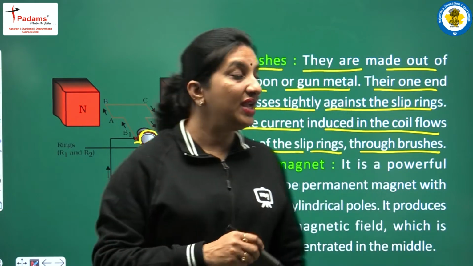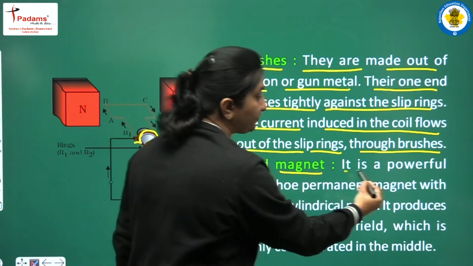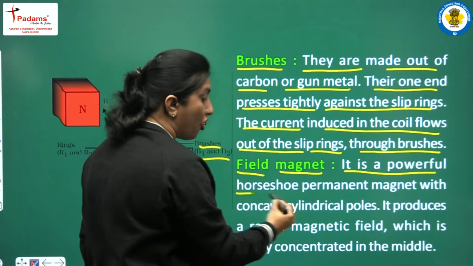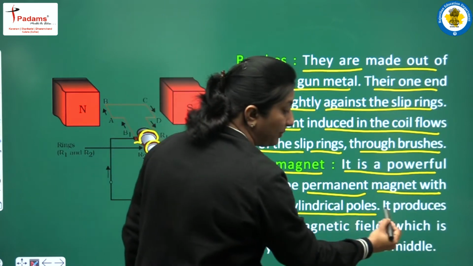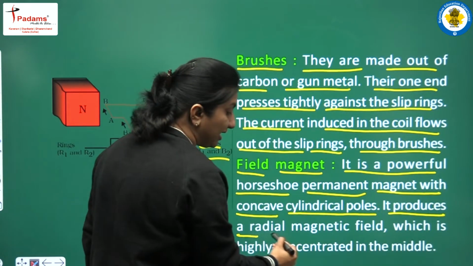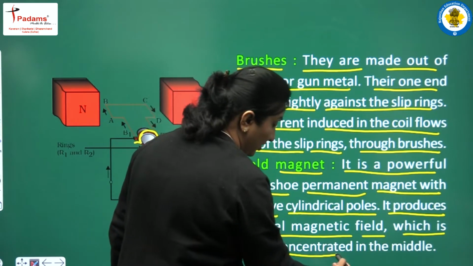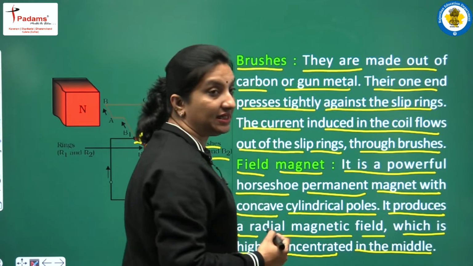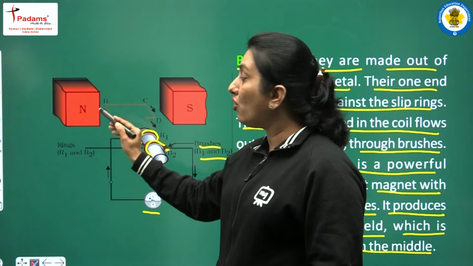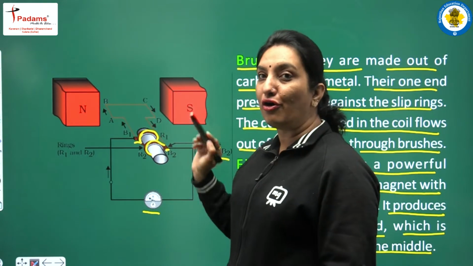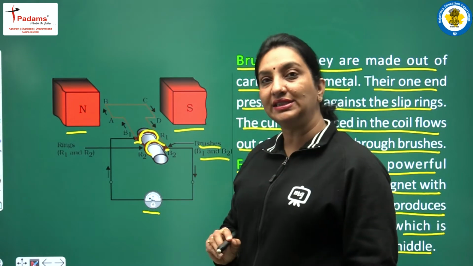Now, students, we have the field magnet. It is a powerful horseshoe permanent magnet with concave cylindrical poles. It produces a radial magnetic field which is highly concentrated in the middle. Here in the diagram also you can see that we have shown only the poles of the horseshoe magnet. Here we have the north pole, and here you are seeing the south pole.